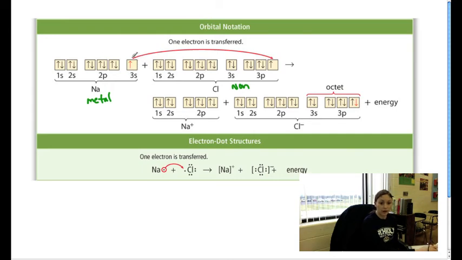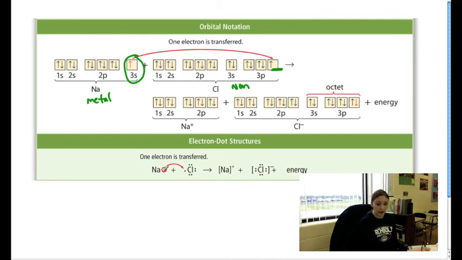Sodium has 1 valence electron, and it's 3s here. And then it's going to give or lose its 1 electron to chlorine, because chlorine only needs to gain 1 more to look like a noble gas. So chlorine gains the 1, has its octet. Sodium loses it. It goes back to having an octet. And now we have a sodium chloride.